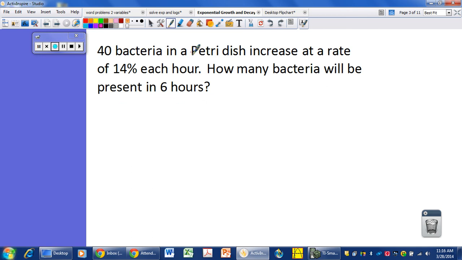40 bacteria in a petri dish increase at a rate of 14% each hour. How many bacteria will there be in 6 hours? So 40, this is your n sub 0, your initial amount. 14 is your rate. As a decimal, that's 0.14. And 6 hours is your time. So the amount equals 40 e to the 0.14 times 6.